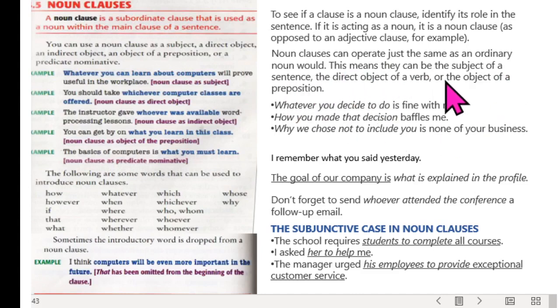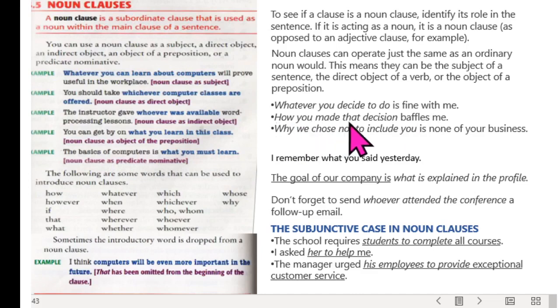This means they can be the subject of a sentence, the direct object, the object of a verb, or the object of a preposition. The object of a verb we didn't cover here, but you can see it with infinitives. Whatever you decide to do is fine with me. Whatever you decide to do, that's the clause. Is is a linking verb, fine with me. Fine is a predicate adjective.